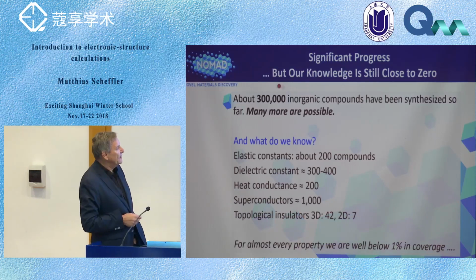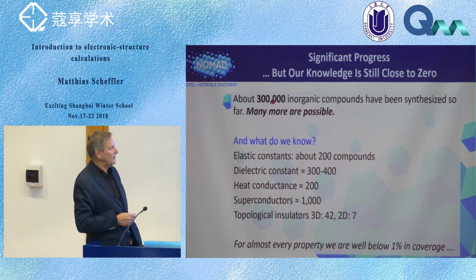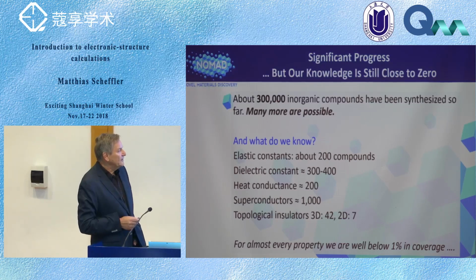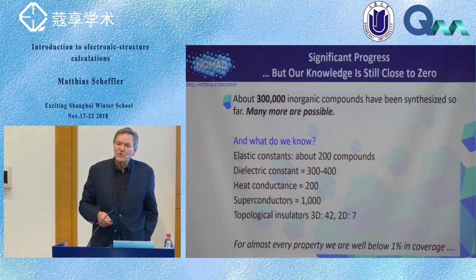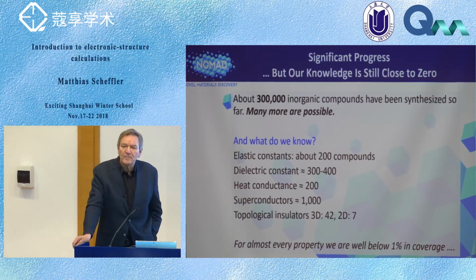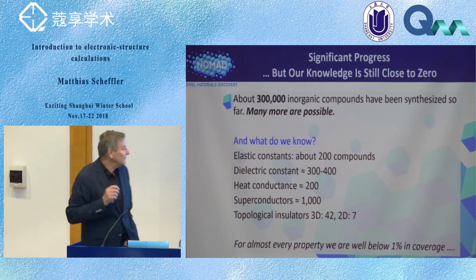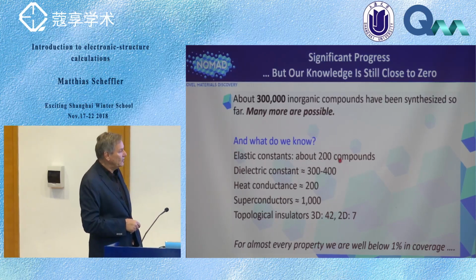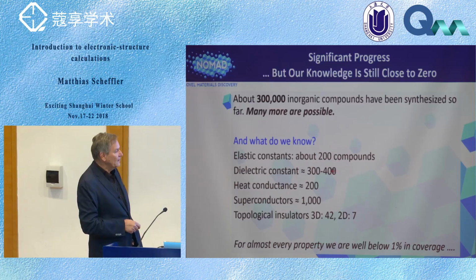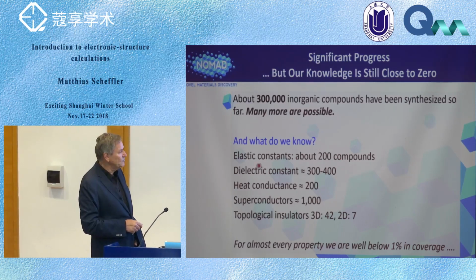We know already about 300,000 inorganic materials. There are many more organic ones. 300,000 are synthesized so far. But when I say they are synthesized, we know the geometry. We don't know the properties. What we really know, elastic constants, from these 300,000, we only know for about 200 compounds. You will discuss a little bit about how to calculate elastic constants to improve the situation. But very little is known, and if you really want to develop new materials, you need more knowledge.